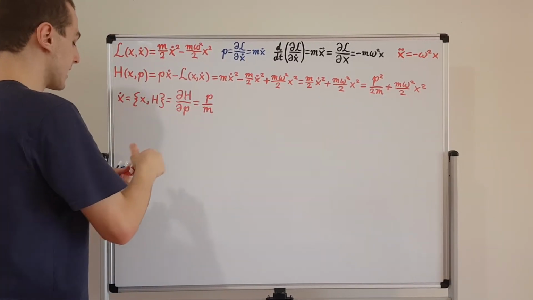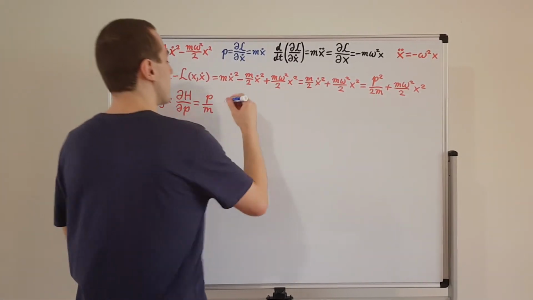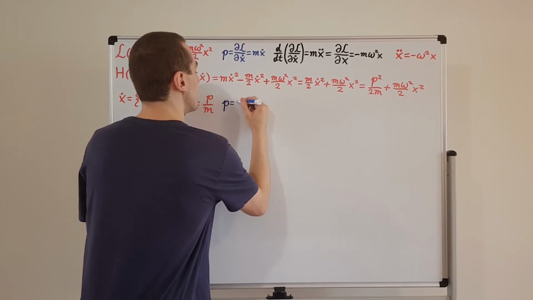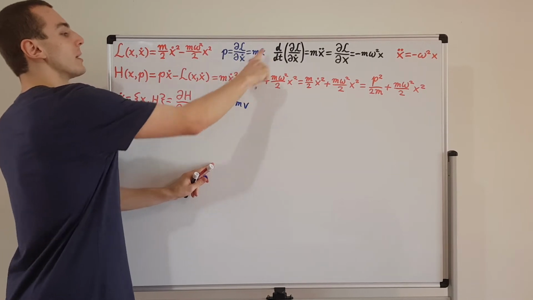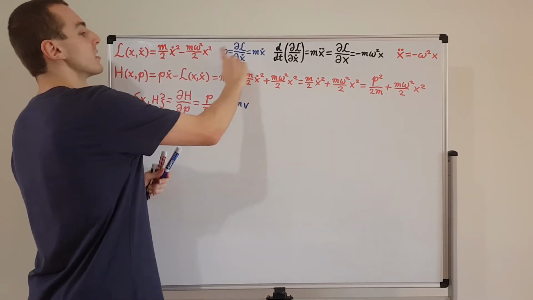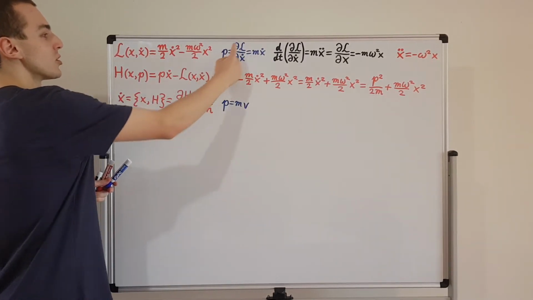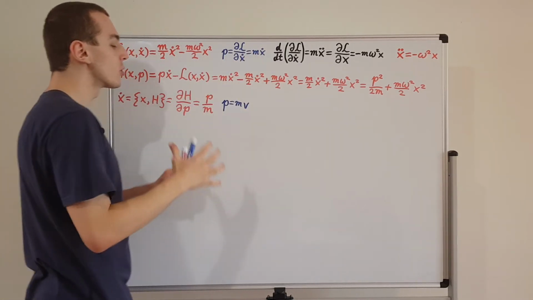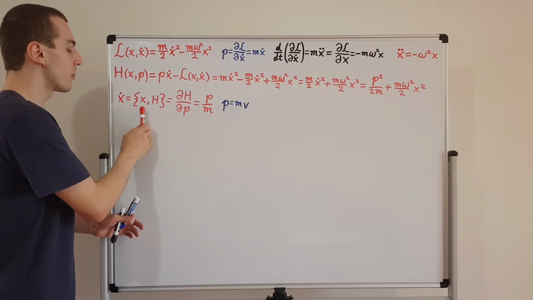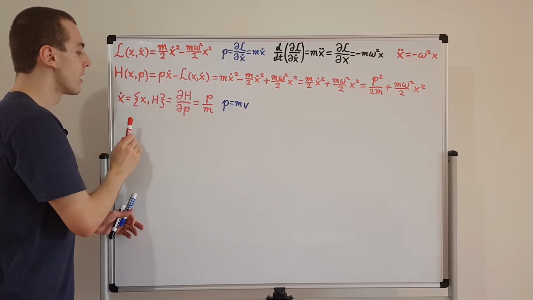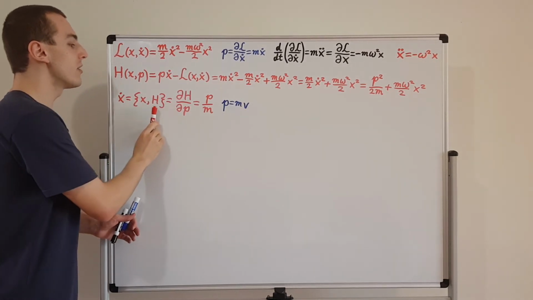And so what is this telling us? This is telling us that momentum is mass times velocity. This encodes the same information that we have up here with this canonically conjugate variable. So the Lagrangian and the Hamiltonian are encoding the same physical information. Now let's have a look. So this is x dot. We've got the time evolution of x by taking the Poisson bracket with the Hamiltonian.